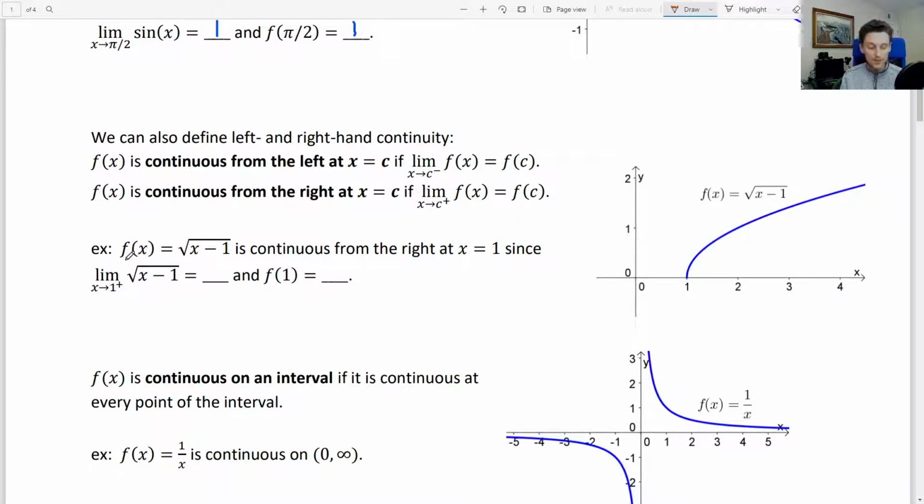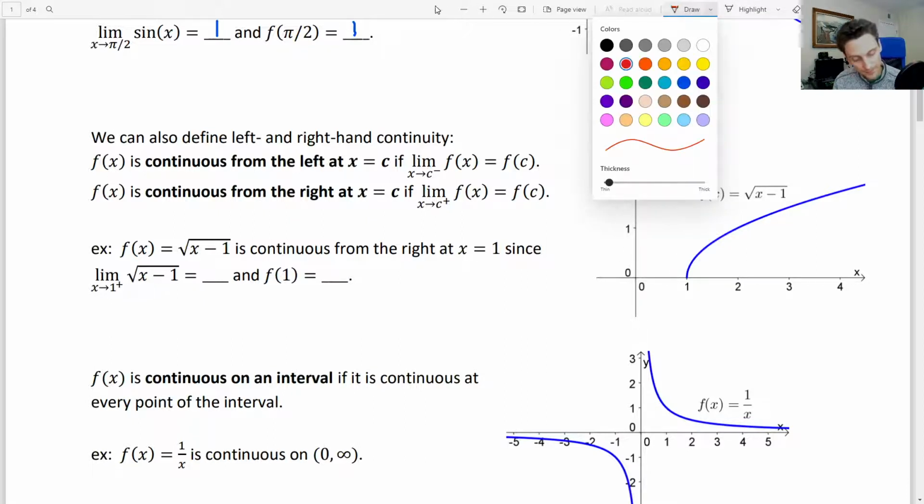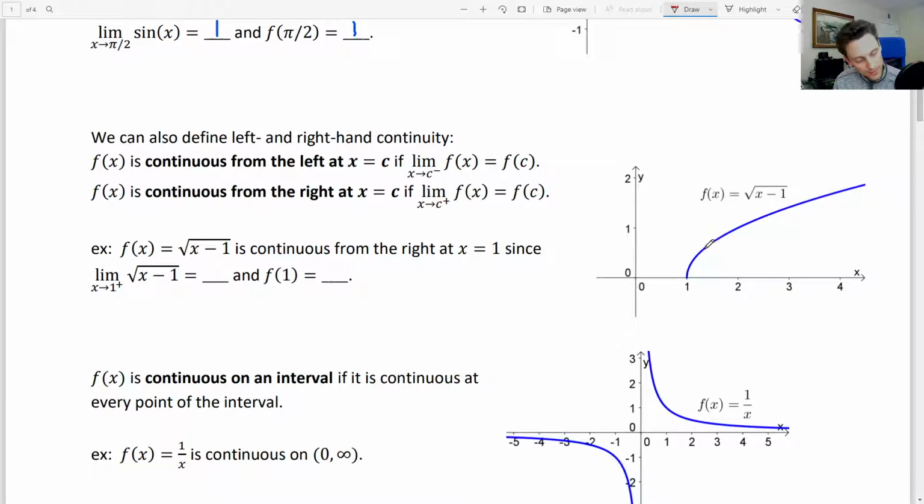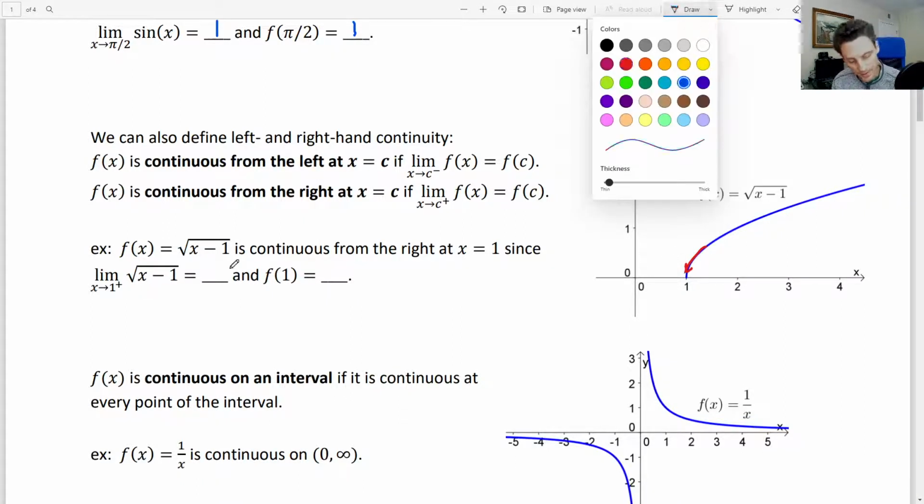So as an example, f of x equals the square root of x minus 1 is continuous from the right at x equals 1, because if you look at the right-hand limit, so the limit as x approaches 1 from the right of the square root of x minus 1, what is it going to be? Yeah, if you said 0, that would be correct. Because the graph coming in from the right of x equals 1 is falling down to 0. The y values are getting closer and closer to 0.